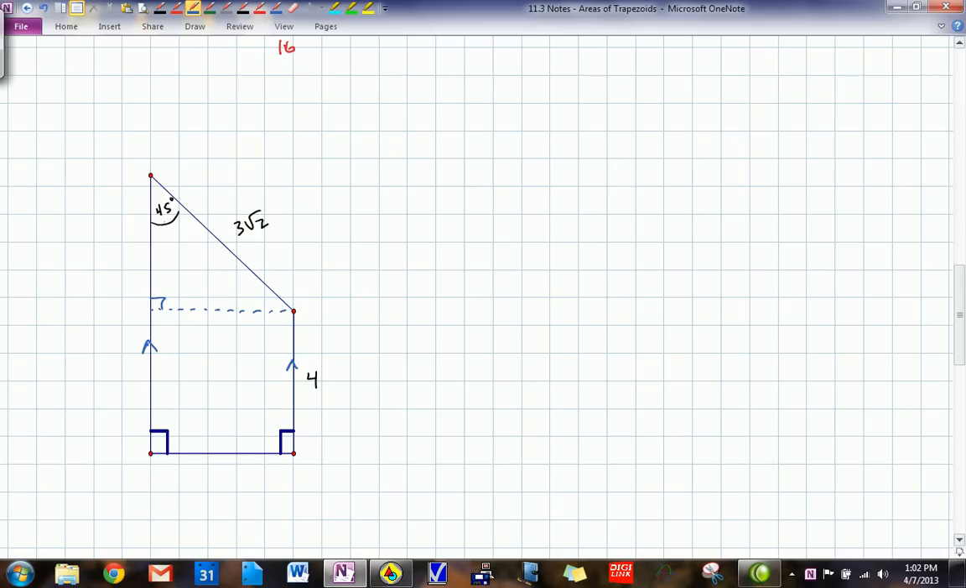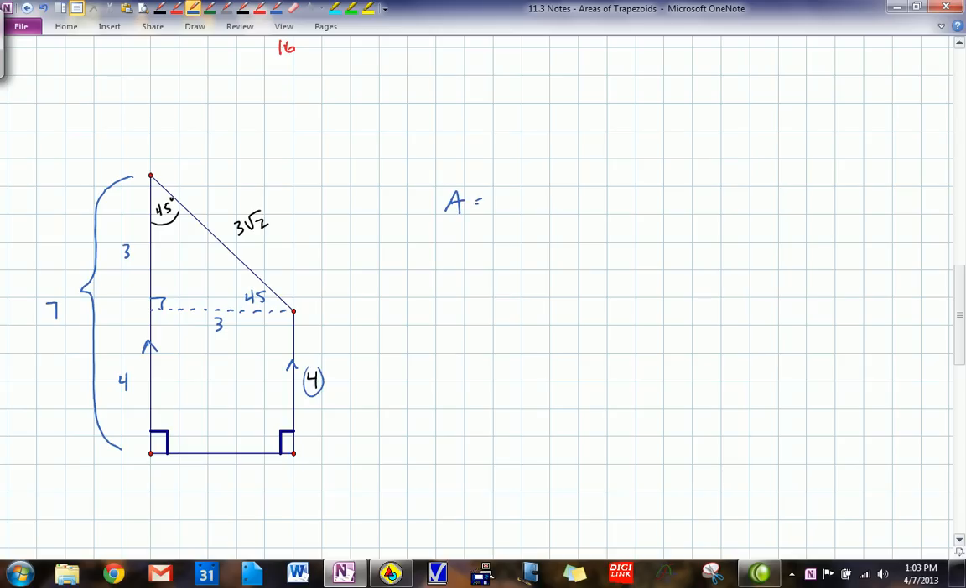Okay, and since the angle up at the top is 45, this is a 45-45-90 right triangle. If the hypotenuse is 3 root 2, that means each of these sides would be 3. So the height would be 3. If this side over here is 4, then this is 4 here. So this total base, therefore, would be 7.